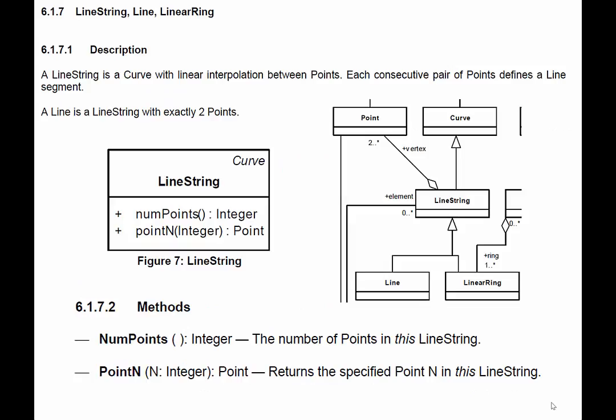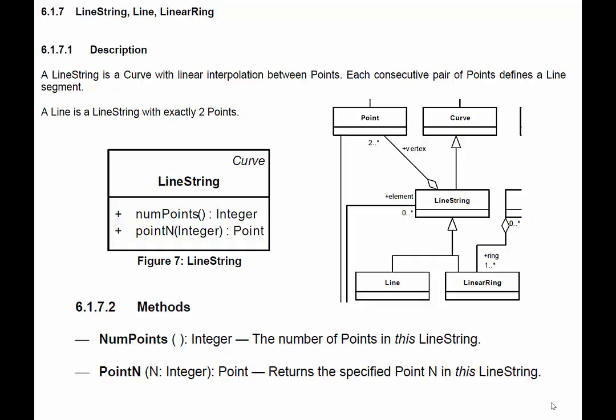Okay, so points, relatively easy. A line string here is a curve, okay? It's a type of curve. Look, it's inheriting from curve. You can turn these triangles into "type of" relationships. It's a type of curve in which there is linear interpolation between points. Okay. Each consecutive pair of points defines a line segment. Okay. So a line string is made of two or more points in a string.